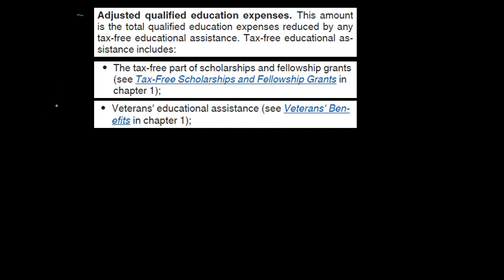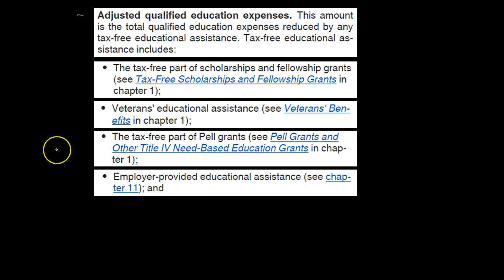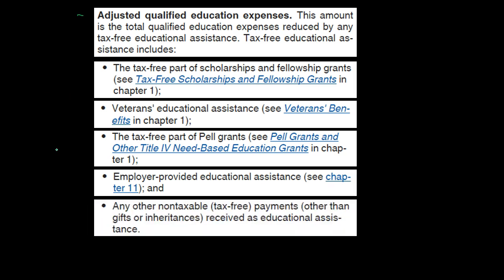The Veterans Education Assistance, same kind of concept. The tax-free part of a Pell Grant, same kind of concept. And then employer-provided educational assistance, same kind of concept. Any other nontaxable, tax-free payments received as educational assistance. So again, anything that we paid for our education that was tax-free, we can't really count as part of the adjusted qualified education expenses to be able to take the money out of our QTP without being subject possibly to partial taxation. Back to the text.